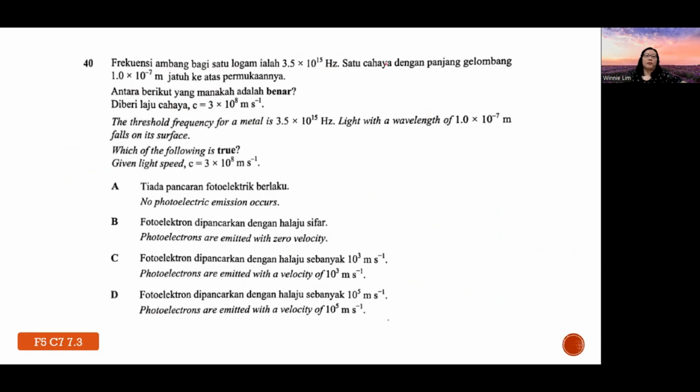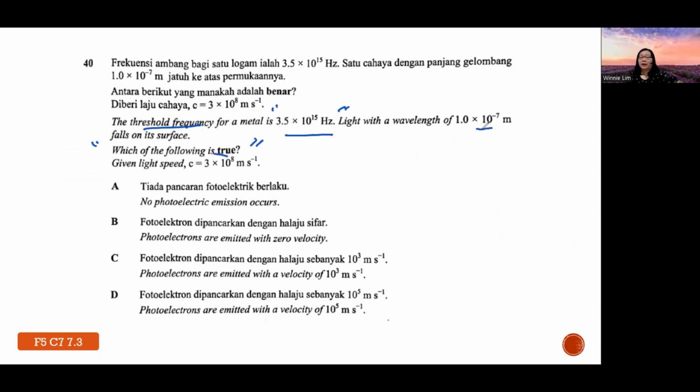Last one, number 40. The threshold frequency for a metal is 3.5 times 10 power 15 hertz, and light with a wavelength of 1 times 10 power -7 meter falls on its surface, given the speed of light is 3 times 10 power 8 meter per second. They want you to find which of the following is true. As you all know, if you want the photoelectric effect to occur, the frequency of the light must be higher than the threshold frequency. So therefore, we have to find out this frequency first.